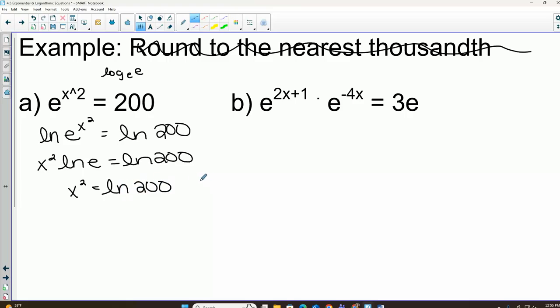So if you didn't catch it, that's fine. You'll be divided by 1. It doesn't change anything. It just makes our problem a little bit nicer. We have fewer logs if we catch it. How do we get rid of a square? We add a square root, so x equals plus and minus square root of natural log 200.